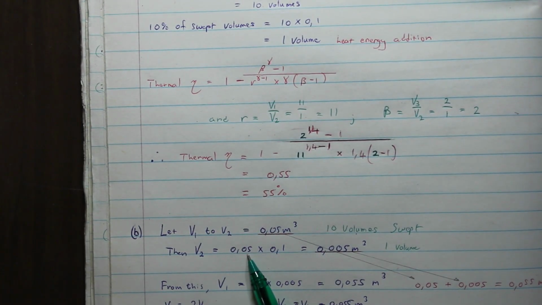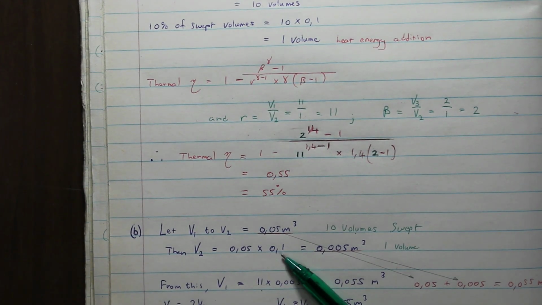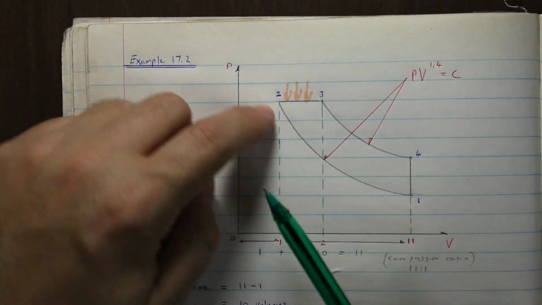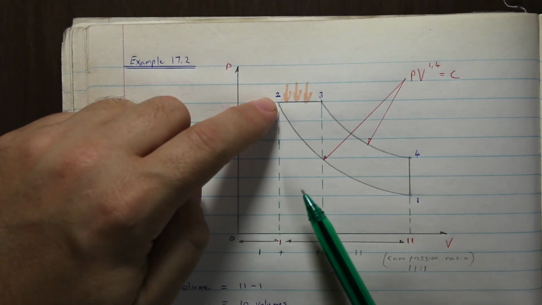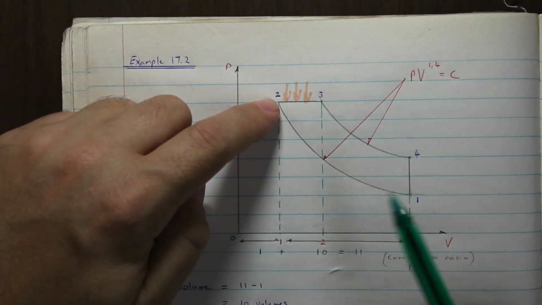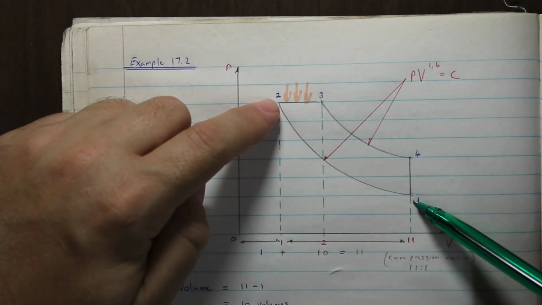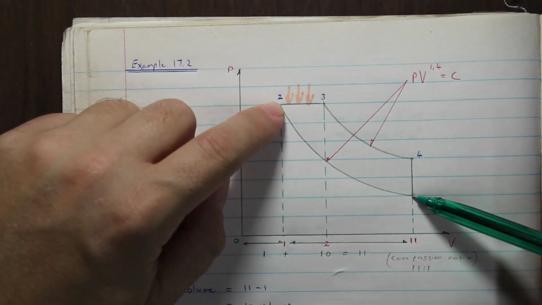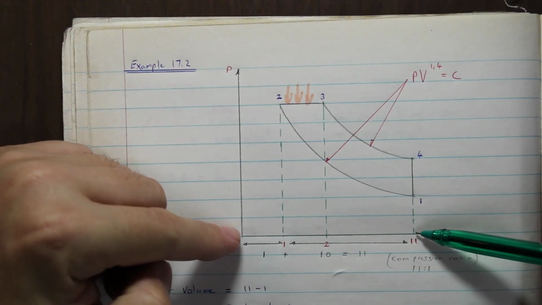That's what I've done here. V2 equals 0.05, again the amount that the cylinder pulls in, times 0.1, and we get 0.005 meters cubed per stroke. So that's for one volume. At this point here, it's 0.005 meters cubed per stroke. Now, how will we get V1? It's very simple. It's going to be this volume plus what it pulls in, and then we'll know what the volume at 0.1 is.